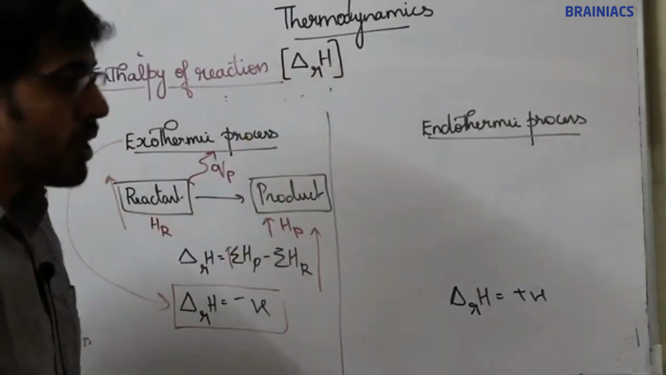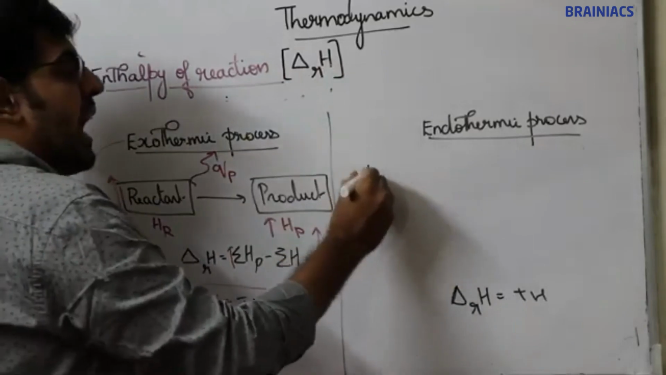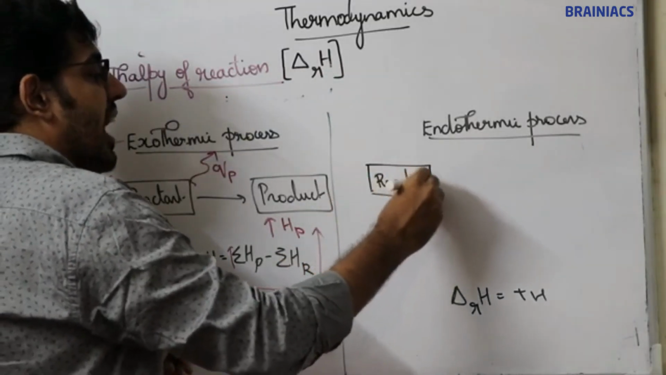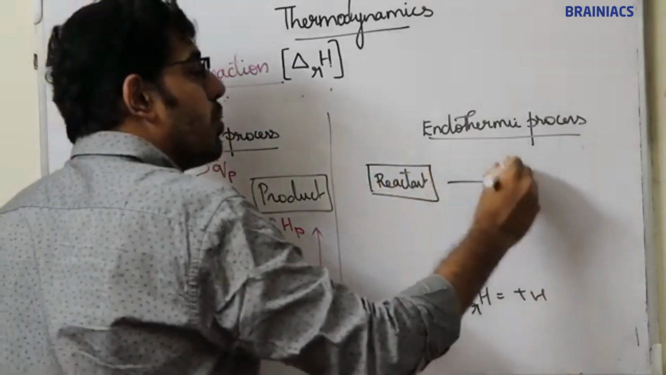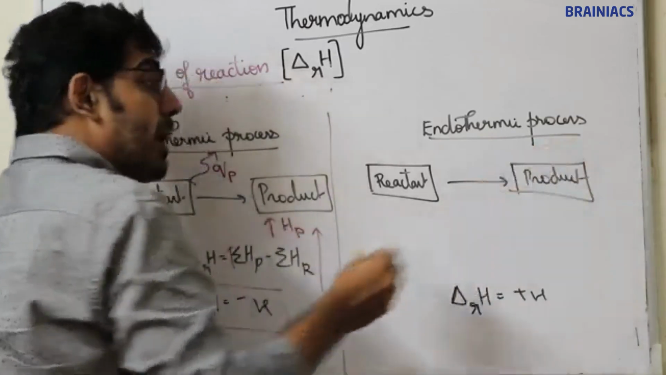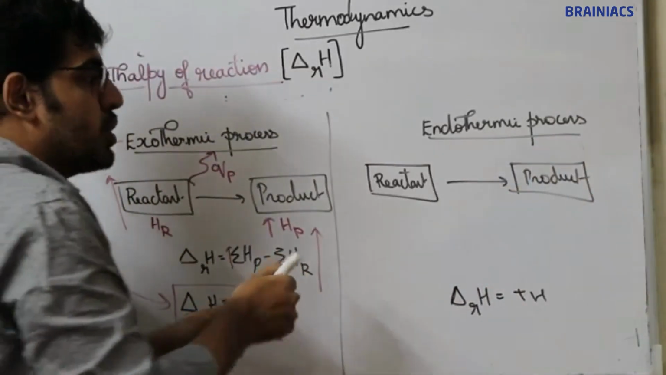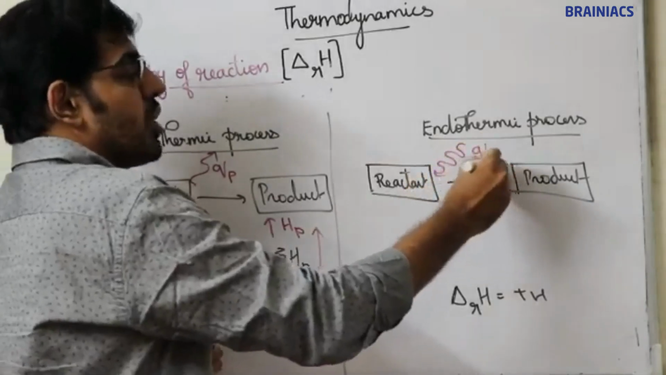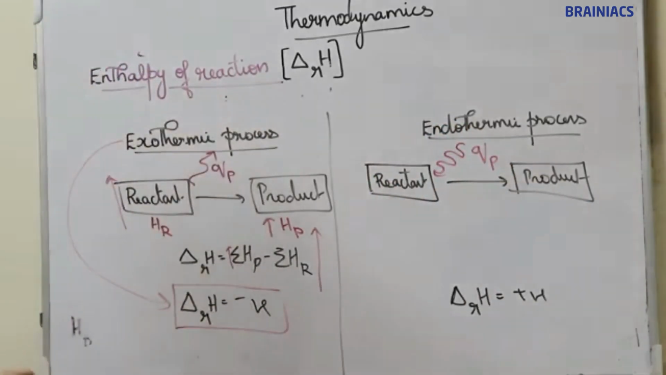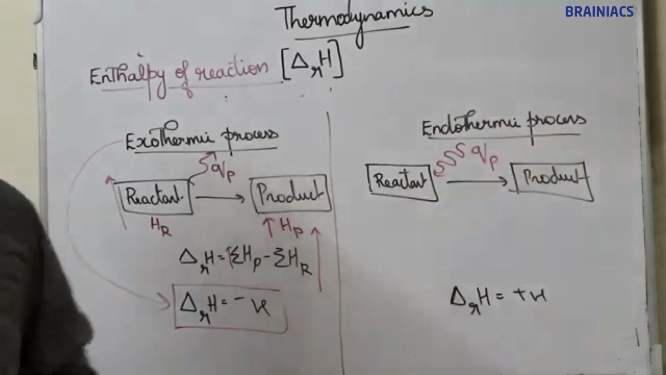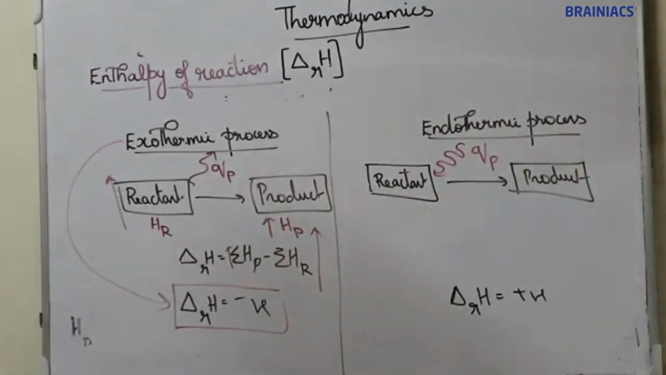Now in the case of an endothermic process, what do I mean by endothermic process? Endothermic process means when a reactant converts to product by absorbing heat energy at constant pressure. Those processes are known as endothermic processes. Reactants are converted to product by absorbing heat energy.